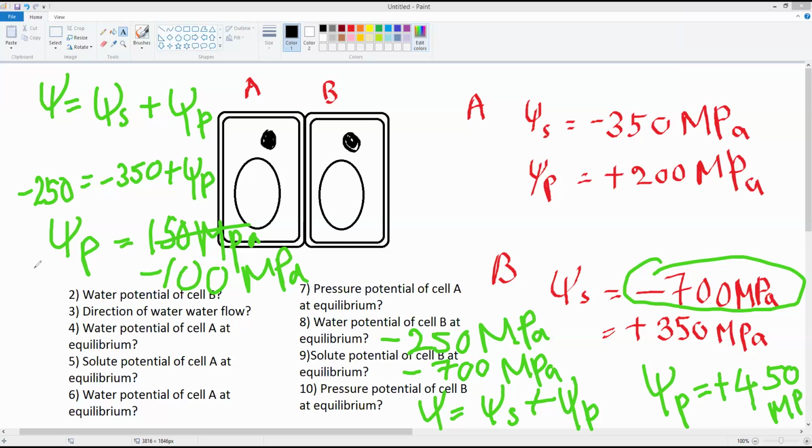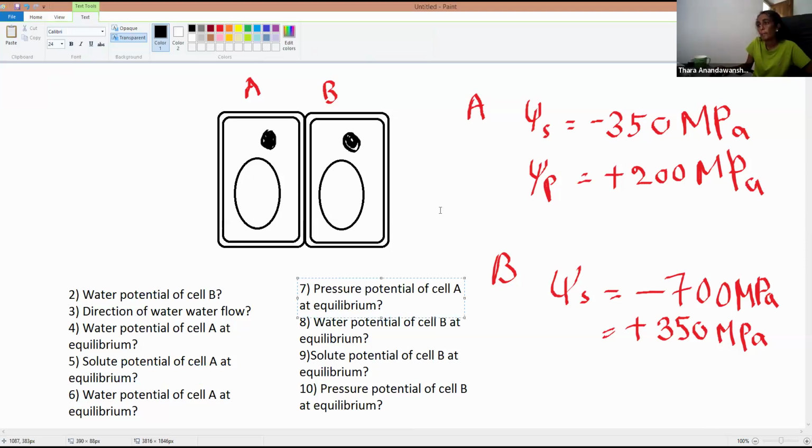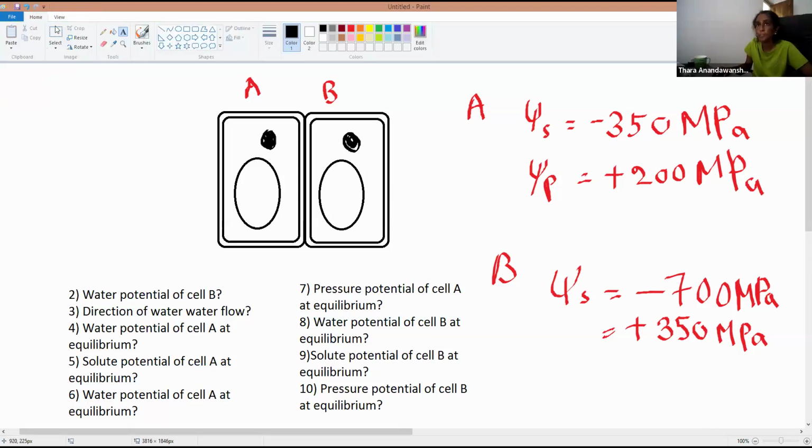Okay teacher. Teacher, in the earlier one the megapascals should be plus, right? Oh, you're asking the pressure potential, plus 100, right? Yes teacher. That's right. This question is asking the pressure potential of cell A at equilibrium. So give plus 100. Okay? If I got a little confused here, I will redo it and keep it for everyone.